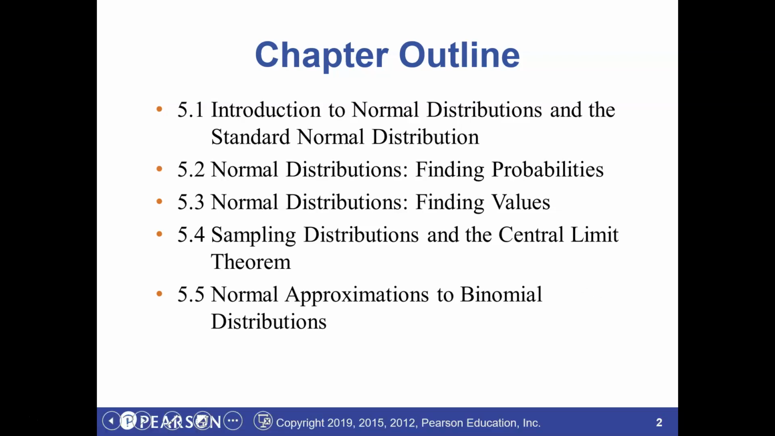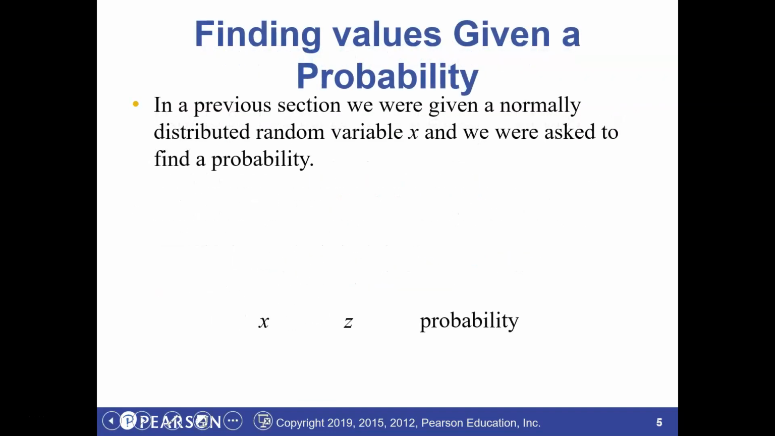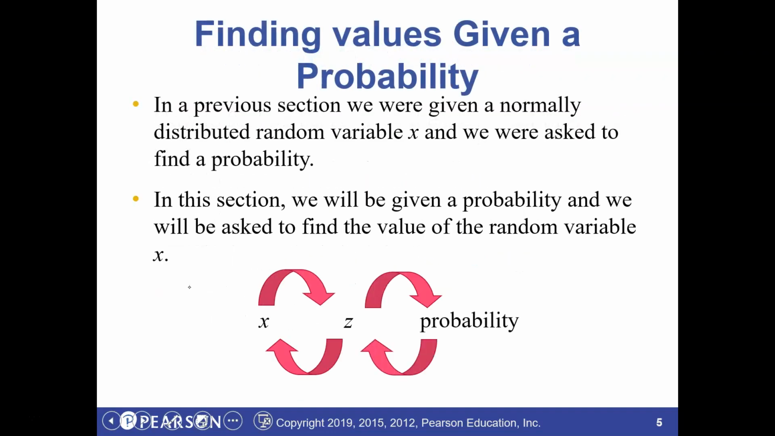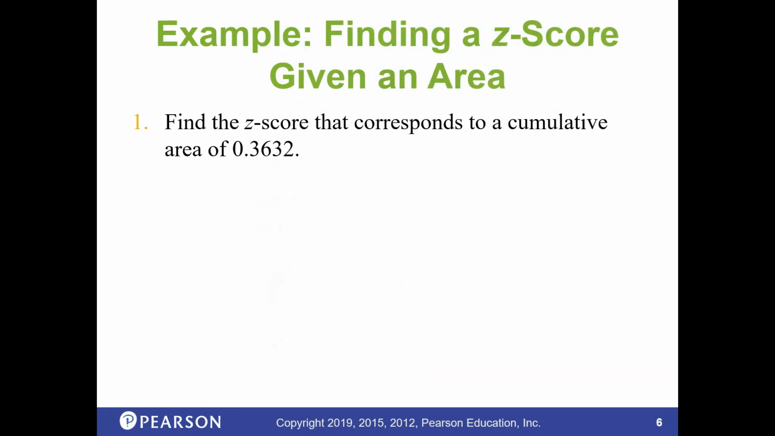So here we have 5.3 where we're finding values. So these questions are going to feel a little bit different. Okay, what does this look like? Find the z-score that corresponds to a cumulative area of 0.3632.